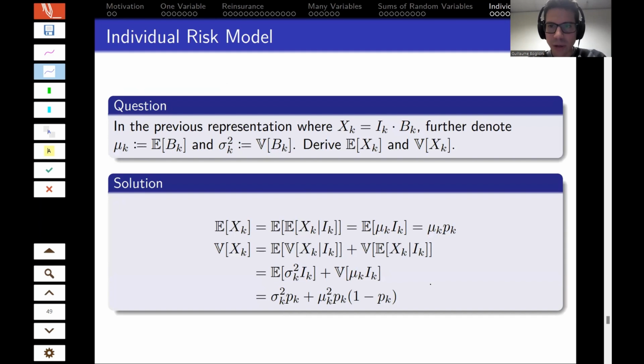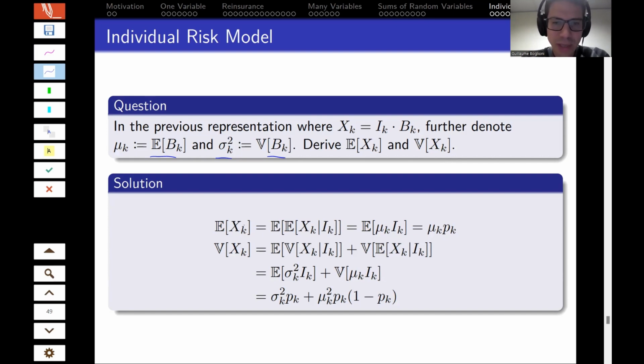Okay, in this specific formulation, then you need to do a bit more work to find the expectation and variance of the individual XK's as a function of the mean and variance of this BK, which again, BK represents the size of a claim if a claim occurs. Okay, so just in terms of notation, if you denote mu k, the expectation of BK, and sigma k squared, the variance of BK, how can you find the expectation of XK and the variance of XK? It's not especially hard. Easiest is probably to use the law of total expectation and law of total variance.